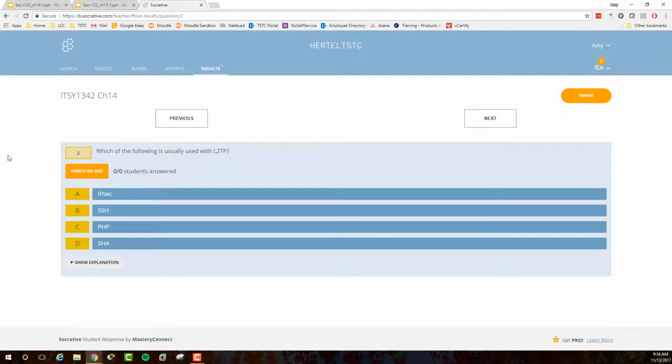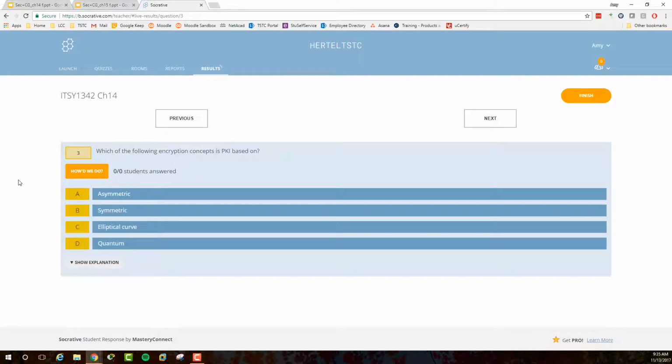Which of the following is usually used with L2TP? Is it IPsec, SSH, PHP, or SHA? And as we spoke about just a couple slides ago, with L2TP, we need to encapsulate that with IPsec. Remember, L2TP was just a tunneling protocol, but IPsec actually encrypted the packets for us. So the answer is A, IPsec.